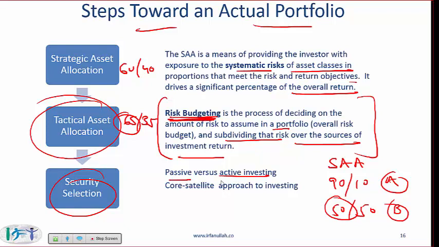Passive strategy versus active strategy. Passive strategy means essentially to invest in some index-based fund. Active strategy means that you actually try to pick the securities that are undervalued. Core satellite approach to investing. This says that you have a core portfolio that is maybe based on an index, so you're not taking a risk there. And then you take 10% of your portfolio and call that the satellite, and there you do security selection. So there you take some risks.